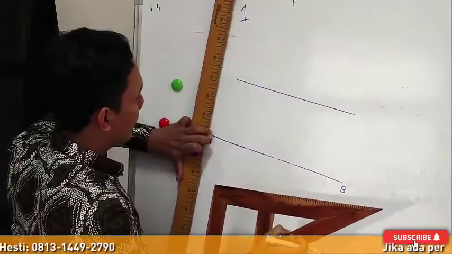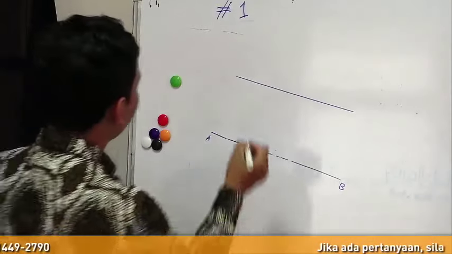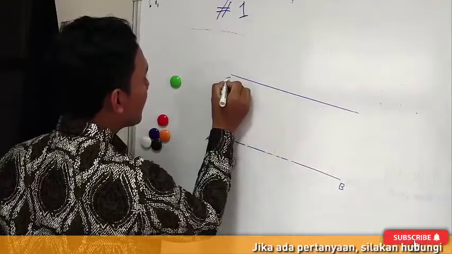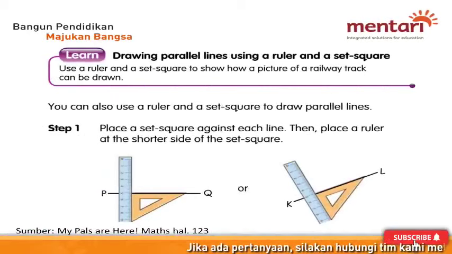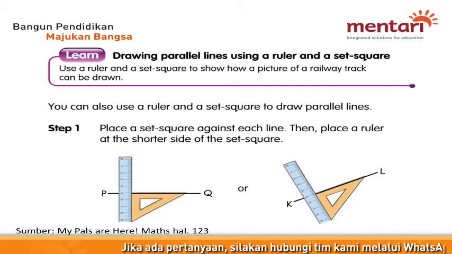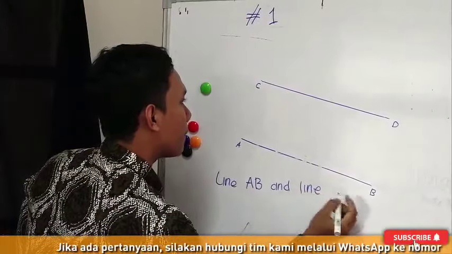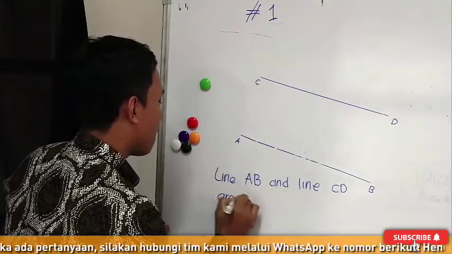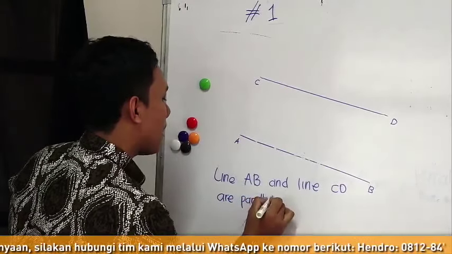Yes, this is the way. I have the second lines already. This is line C and D. So in conclusion, line AB and line CD are parallel lines.